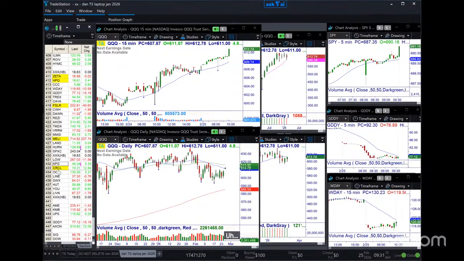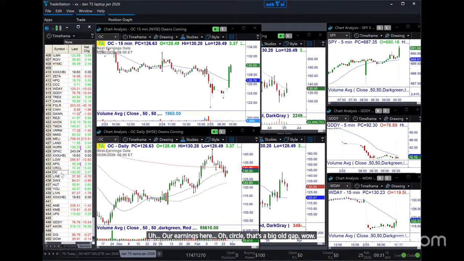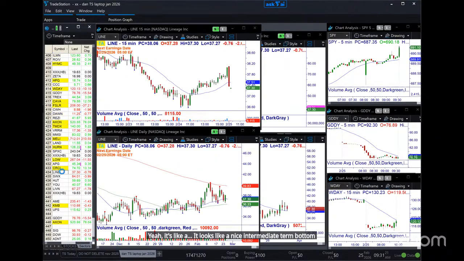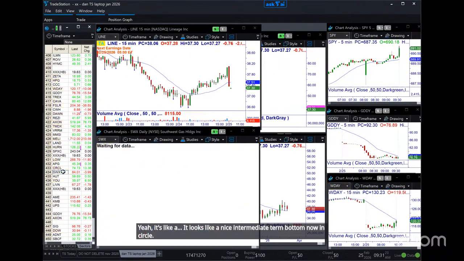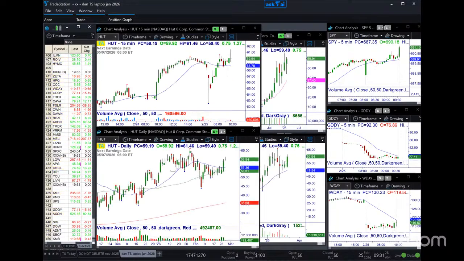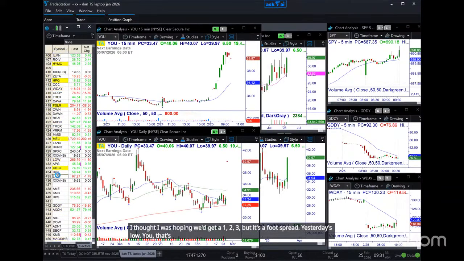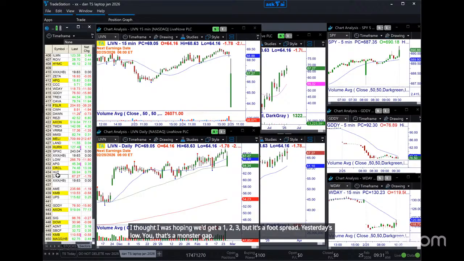Earnings here. Oh, Circle, that's a big old gap. Wow. That looks like a nice intermediate term bottom now in Circle. I was hoping we'd get a 1, 2, 3, but it's a put spread. Yesterday's low. YOU, that's a monster gap. Living, no pattern. All right, those are all the earnings.